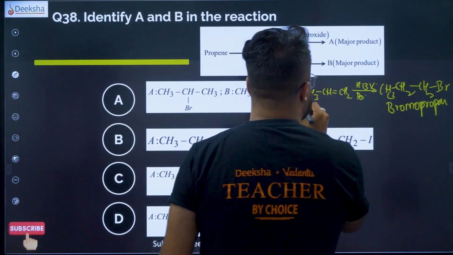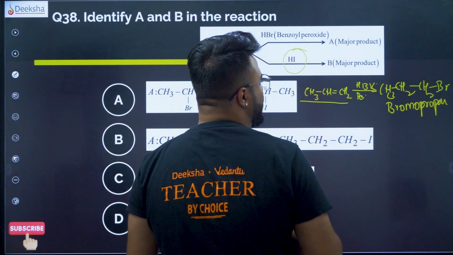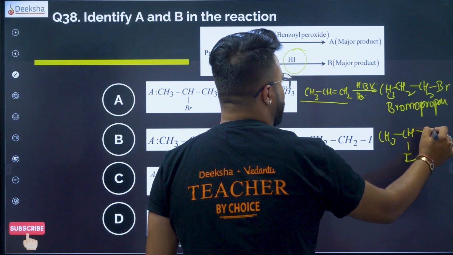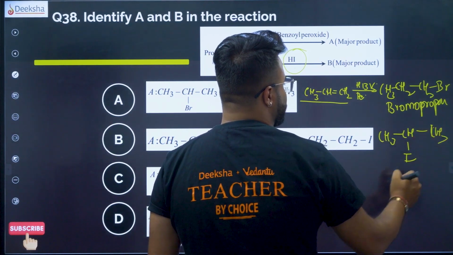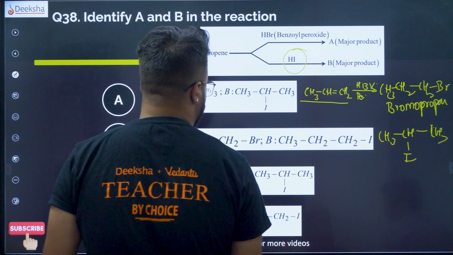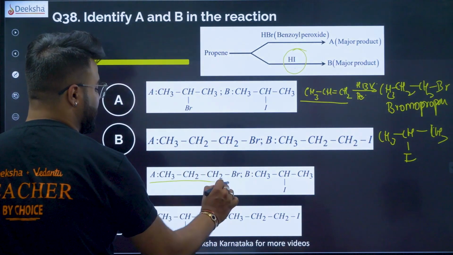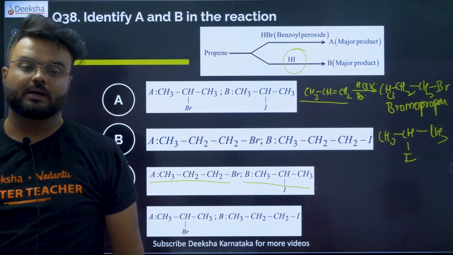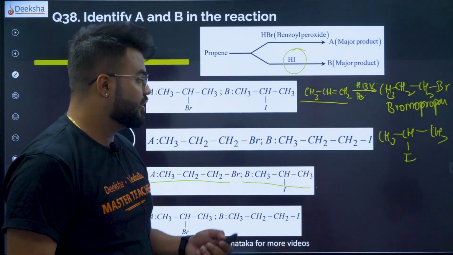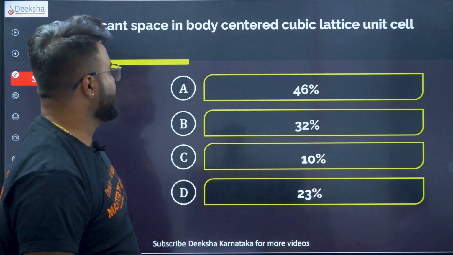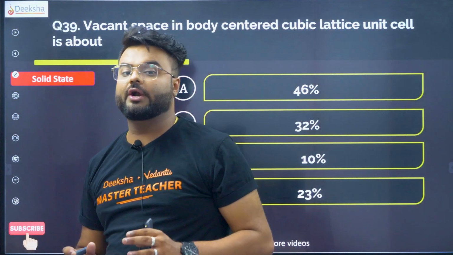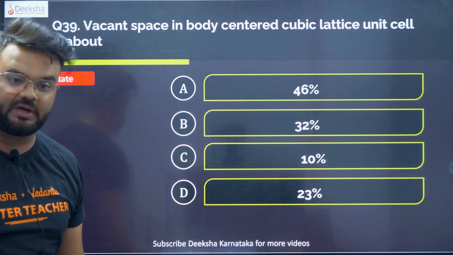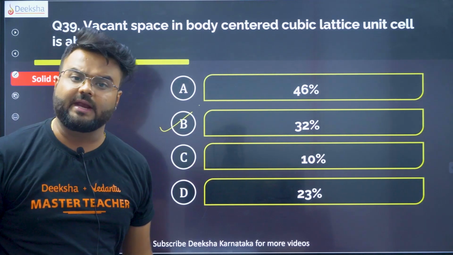Now, when this same compound reacts with hydrogen iodide, what does it form? It forms a secondary product, that is CH3, CH, I, and here again CH3. Therefore, 2-iodopropane. Therefore, option C will be your correct answer, with A as this and B as this. Clear, guys? Now coming back to question number 39. Vacant space in a body-centered cubic lattice unit cell is from 26 to 32%. Therefore, option B will be your correct answer.